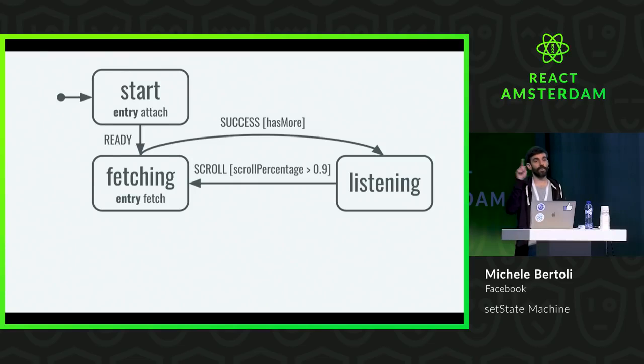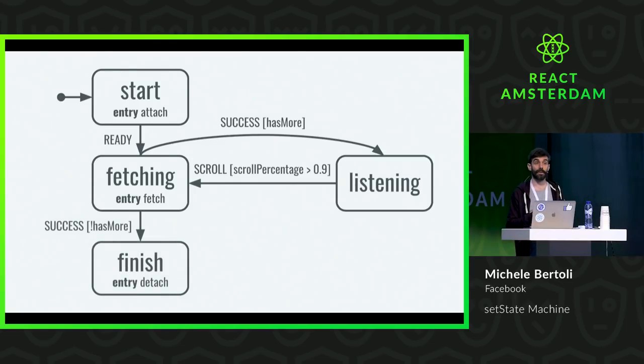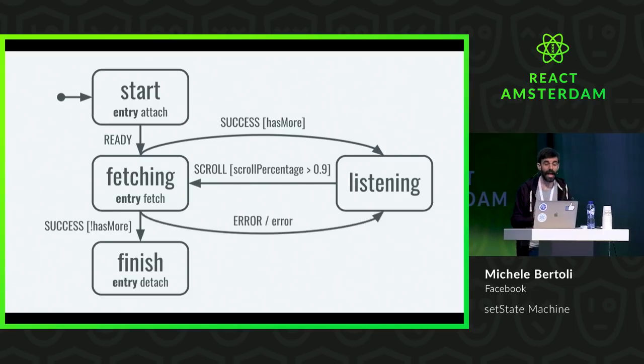And this loop is going to go through until you have pages. At some point, has more is going to be false, and you're going to transition to finish. And at that point, the entry action is going to be detach. So you have to detach the event handler. And if there is an error, you just go back to listening. So this is a state chart for an infinite scroll.